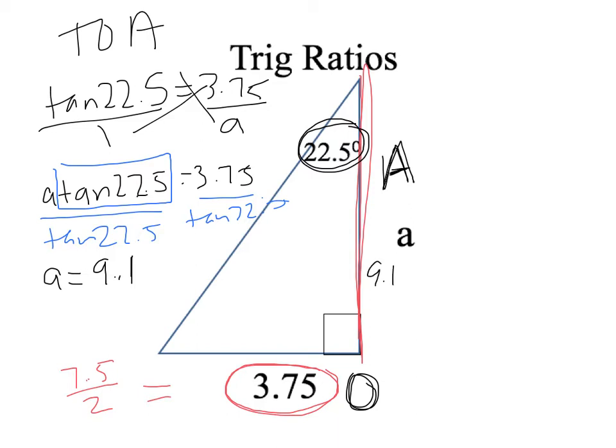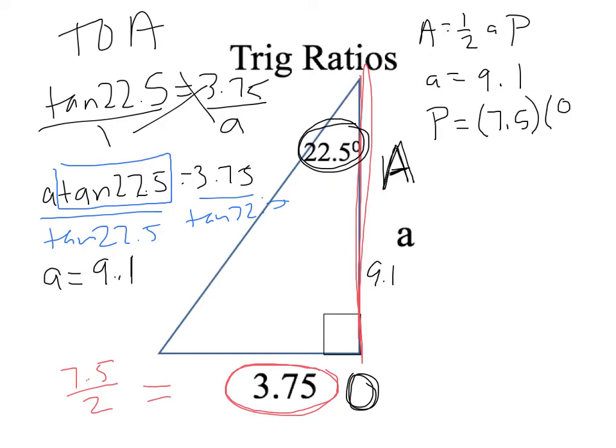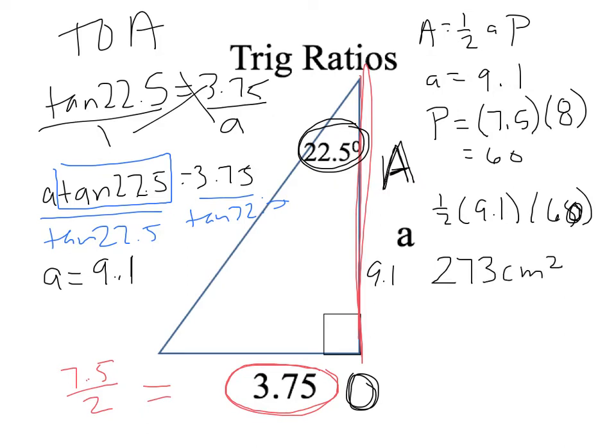This is 9.1. Now if I look back at what the area of a regular polygon is equal to, my A here, I just found out to be 9.1. Now I have to find my perimeter. Perimeter is always going to be my side length, which was 7.5, times how many sides I have. In this case, I have 8, which will give me 60. So now I can plug everything in. 1/2 times 9.1 times 60. So the area of my octagon would be 273 centimeters squared.